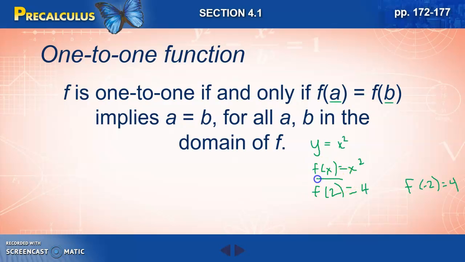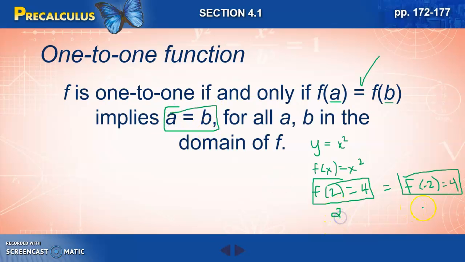So f of a, this one, does in fact equal f of b. So far, so good. But if that's true, then a should also equal b. And looking at our a and our b, 2 and negative 2, they are not equal. So in this case, this is not a one-to-one function. Both parts of this statement, this definition, have to be true. f of a equals f of b has to be true, and a equals b also has to be true. We can test functions to see if they're one-to-one functions by using this definition.